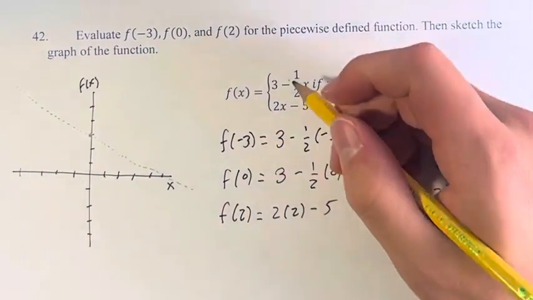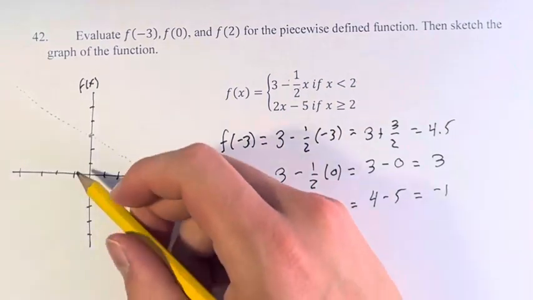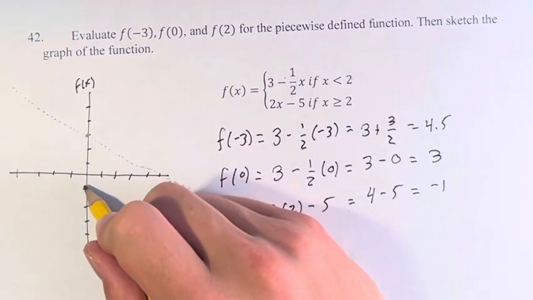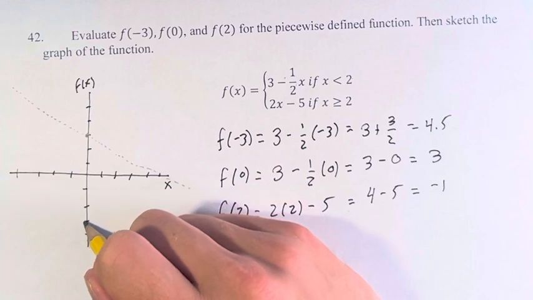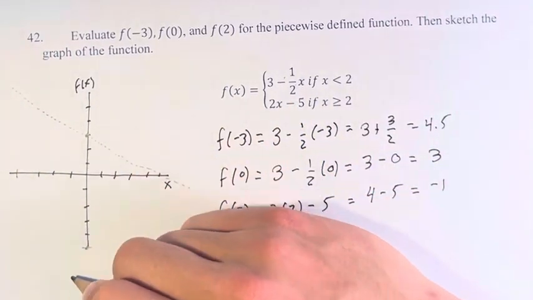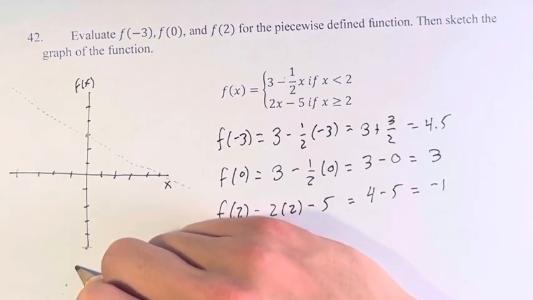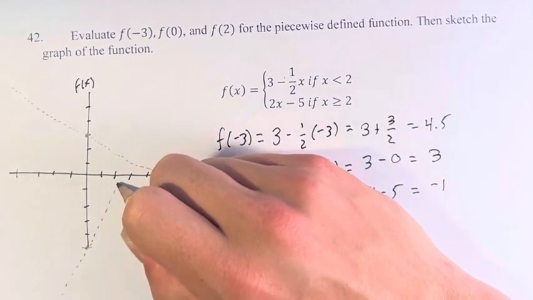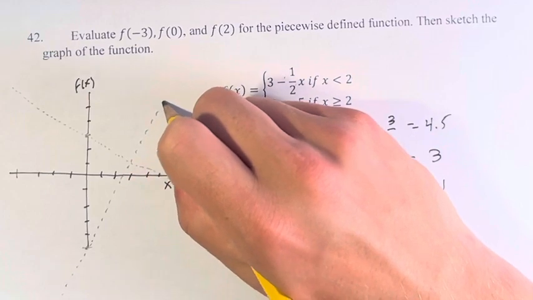2x minus 5, the y-intercept is -5, so 1, 2, 3, 4 down here, -5, and we have a positive slope 2, and it's very steep because it's greater than 1, and that's going to look something like this.